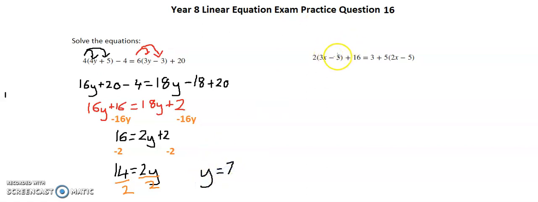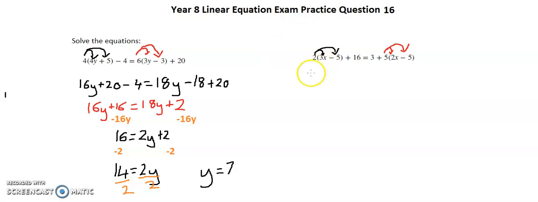The same thing applies on my next equation, which is 2 in brackets 3x minus 5, plus 16, equals 3 plus 5 in brackets 2x minus 5. So I need to expand the bracket, which means 2 must times with the 3x, and it must times with negative 5, and the 5 must times with 2x, and it also must times with negative 5.